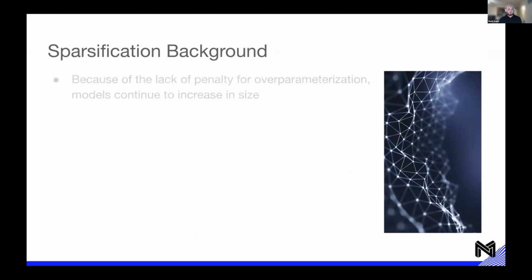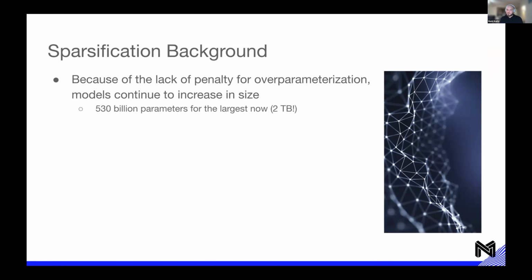So diving into the sparsification background, because of the lack of penalty for over-parameterization, we can just make these models as big as we can to a limit. They need to be trainable, meaning they need to be able to fit onto GPUs. But the models continue to increase in size. How big? Well, the largest one now is 530 billion parameters. That's 2 terabytes in total size just for the parameters. It's a huge model. Takes a supercomputer to train it.